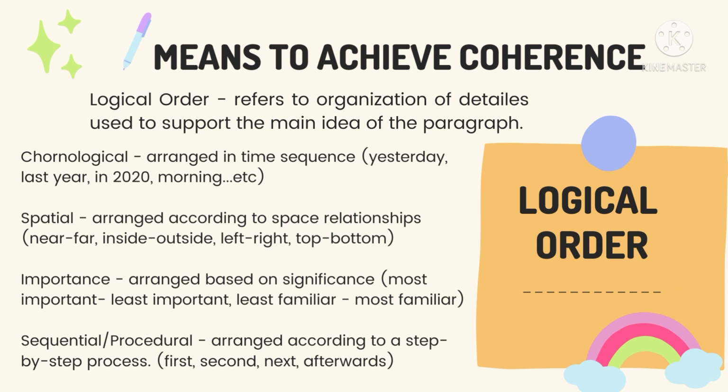And last but not the least, we have the sequential or procedural. When you use the sequential or procedural order, you arrange it according to a step-by-step process. Here, we can use words like first, second, next, afterwards. So this one is good when you are trying to give instructions how to do something, like how to cook something. That's the best way to use the sequential or procedural order.